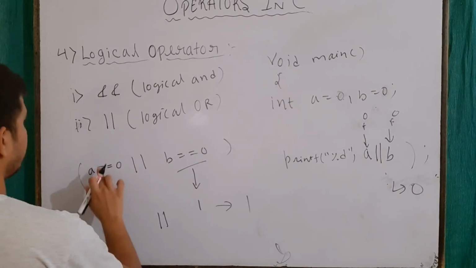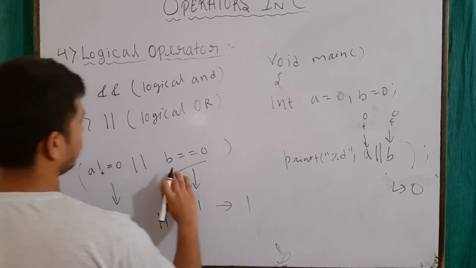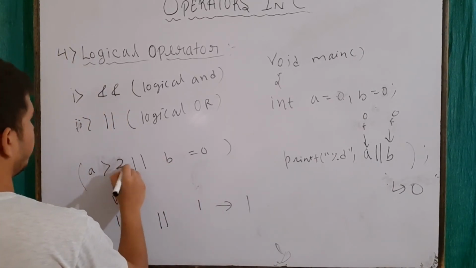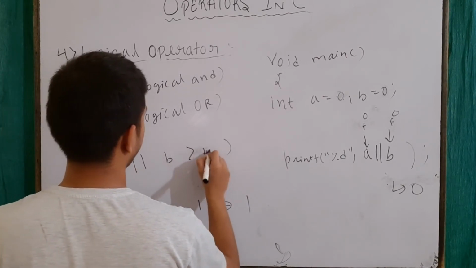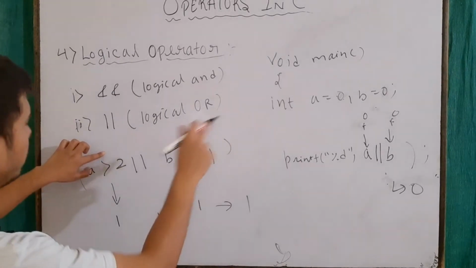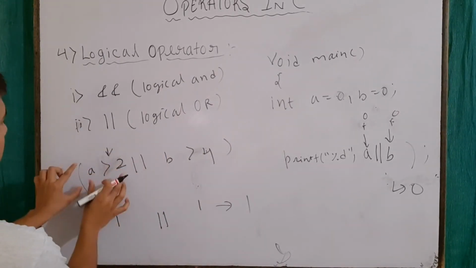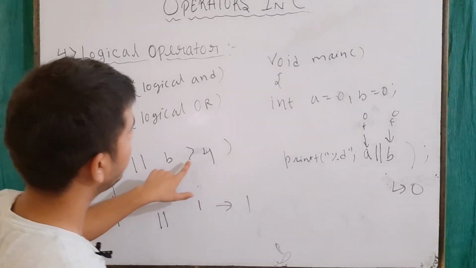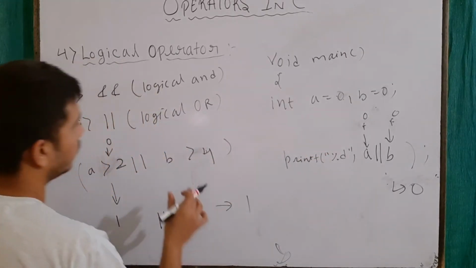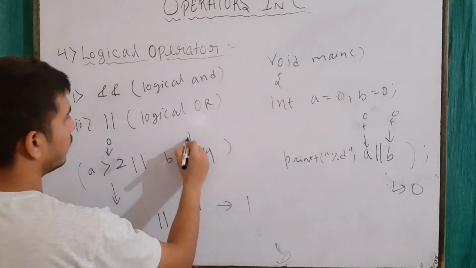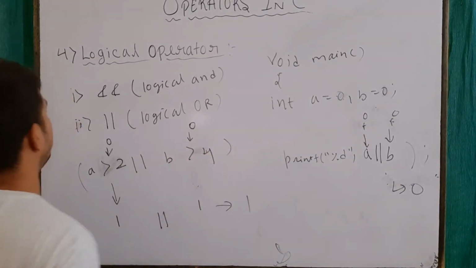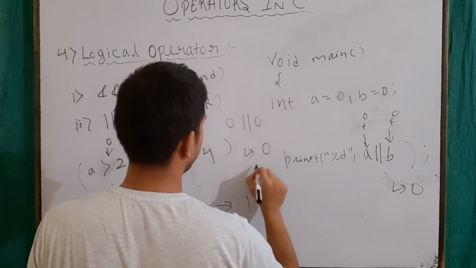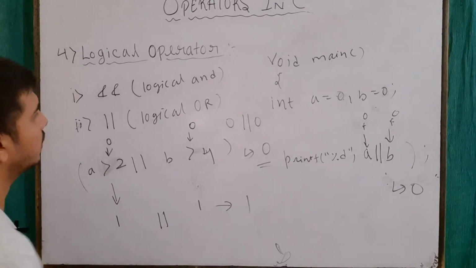Now let's say I am doing here A not equals to 0, or let's make it better, A greater than 2 OR B greater than 4. Now is A greater than 2? A is 0. No, this is not greater than 2. So this conditional operator will first give me false and evaluate to 0. B greater than 4, B equals 0. So B is not greater than 4, so this conditional operator will also give me 0. Now 0, false OR 0, so the OR output will also be 0. So this was about the logical OR operator.